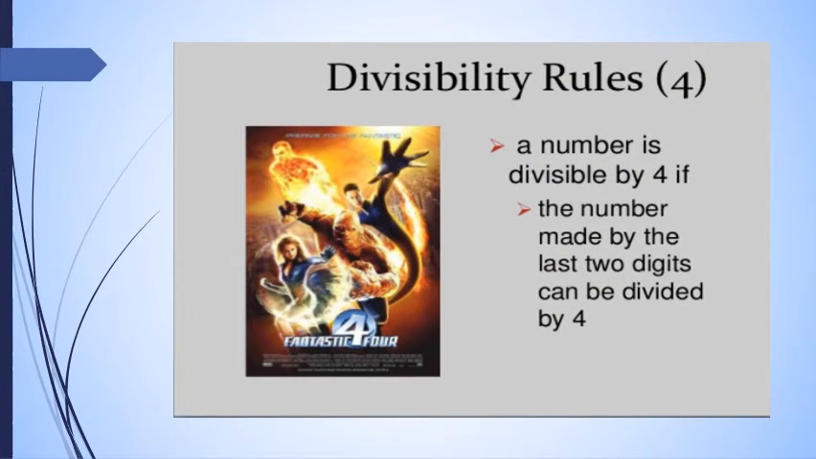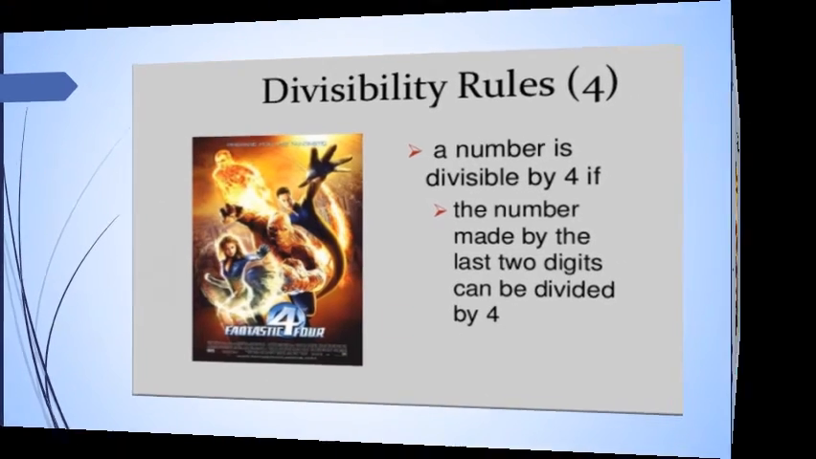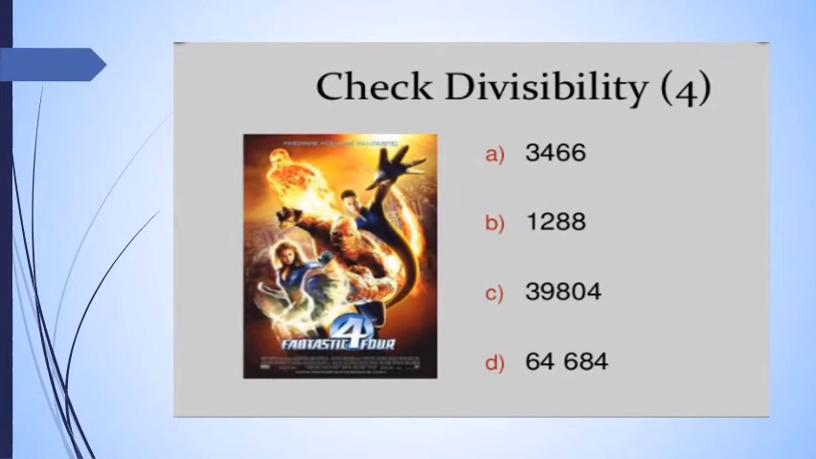The divisibility rule for the table of 4 is: a number is divisible by 4 if the number made by the last two digits can be divided by 4. Here are certain examples. We will check whether these numbers are divisible by 4 or not. We have to check only the last two digits of every number.